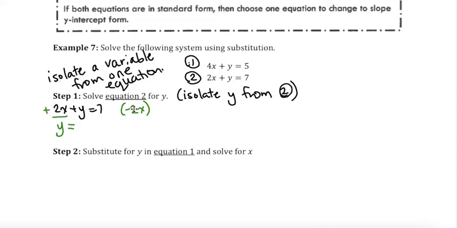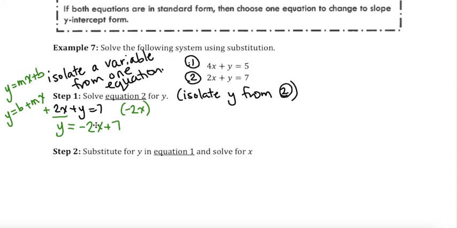You can either choose to write your 7 first or your negative 2x. I'm going to write my negative 2x first because then it's in that form y equals mx plus b. But you could write it as y equals b plus mx. They still mean the same thing. So now that I've isolated one of my variables from one of my equations, now I need to do my substitute, solve, and so on. So this is my new equation 2, for example.